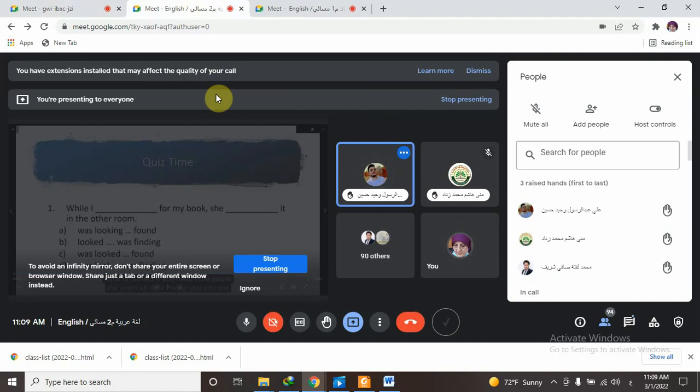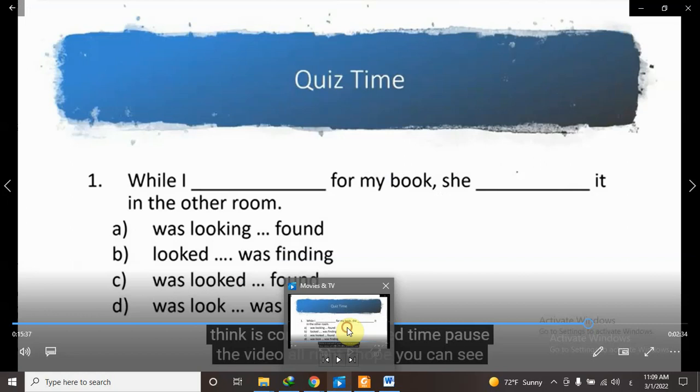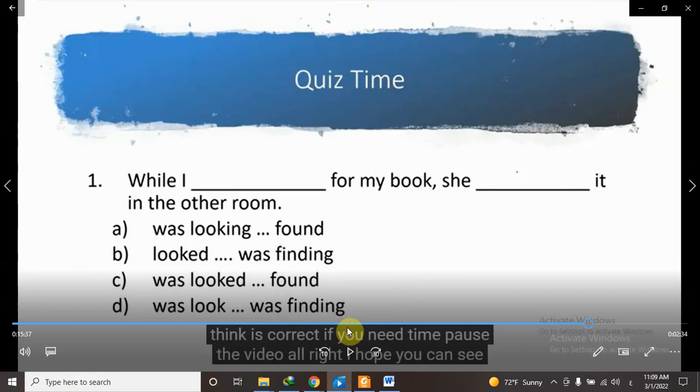Now, answer my question. I think it's D. Why? Because it's wrong. What is wrong with it? Which one was wrong? Was look, not look. Was look.